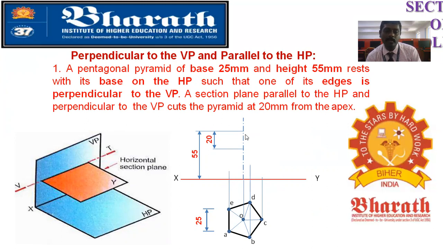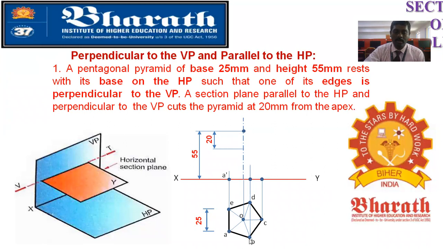Also the cutting plane condition they had given is 20 mm from the apex. That's why from here 20 mm you will be having a cutting point, parallel to the base. Parallel to HP, you have to cut perpendicular to VP. So here it will be a straight line. That will be your sectional plane. So now you will be having a top point O dash here and A dash on the respective projection.